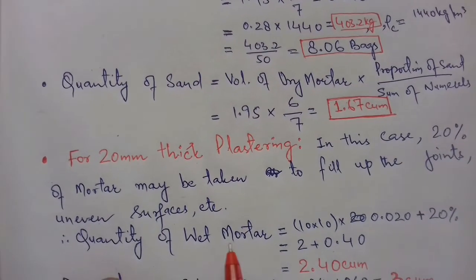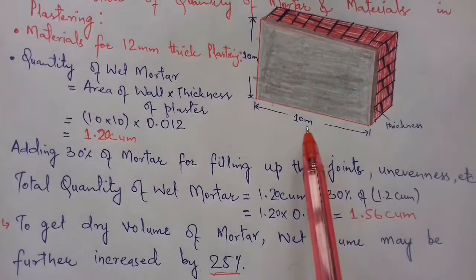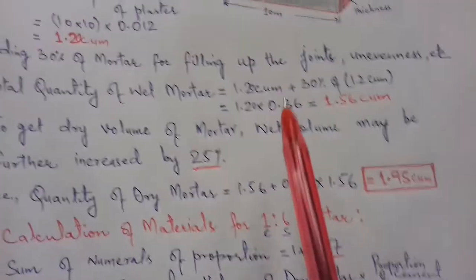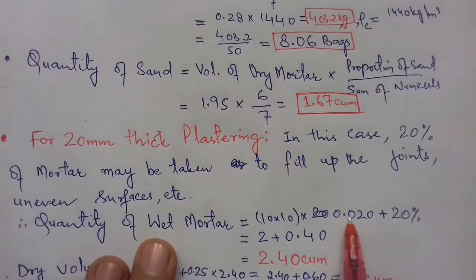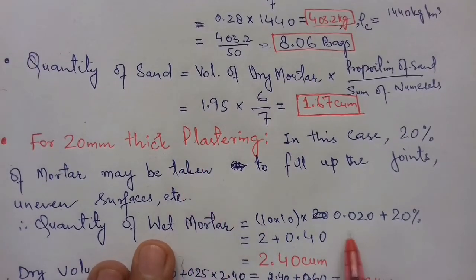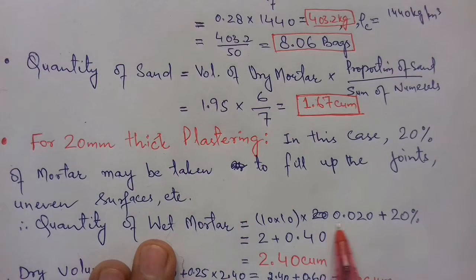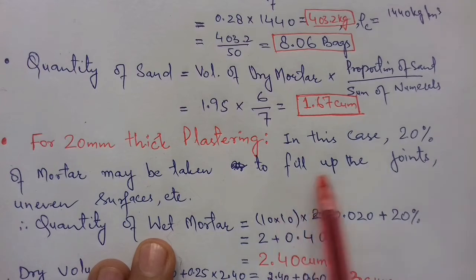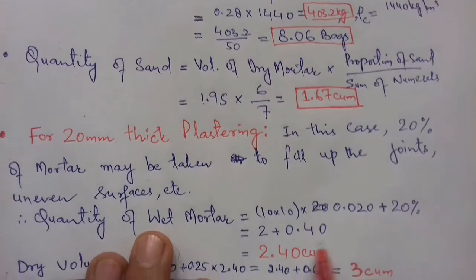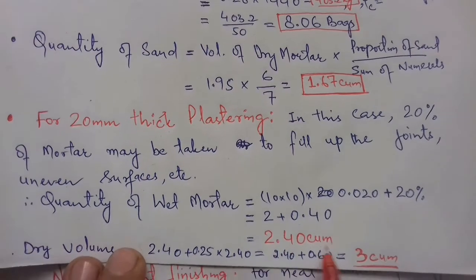Therefore, the quantity of wet mortar is the area of wall, here you can see it 10 into 10, length multiplied with height, multiplied with thickness of plastering. Thickness of plastering here is 20 mm, that is 0.020 meter, plus adding this 20% in this case, we get our quantity of wet mortar to be 2.40 cubic meter.